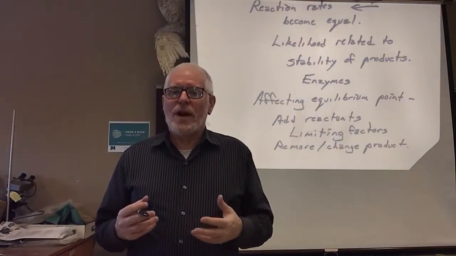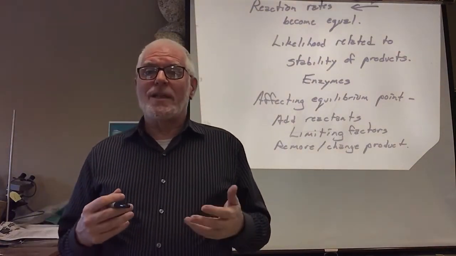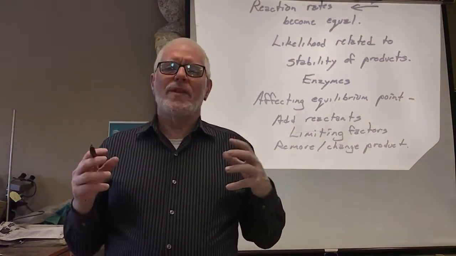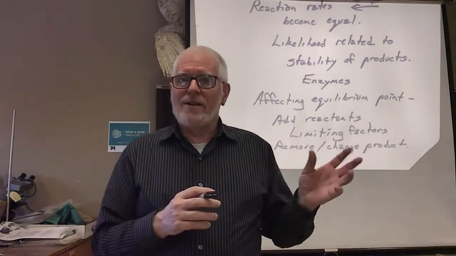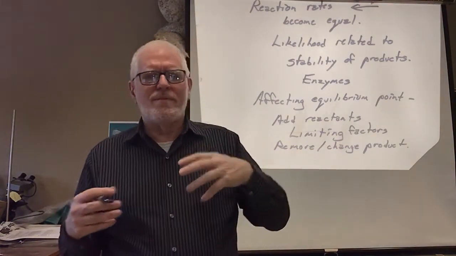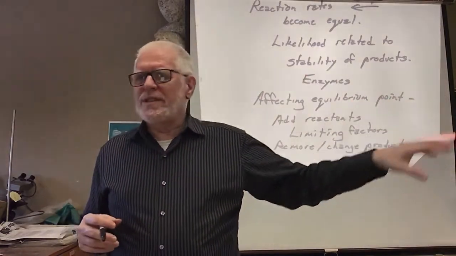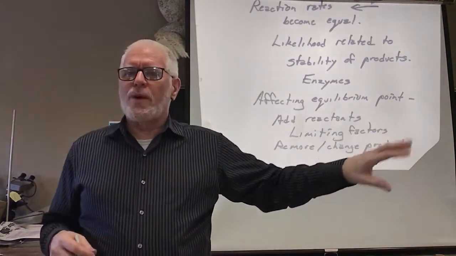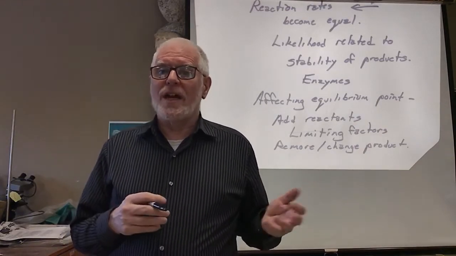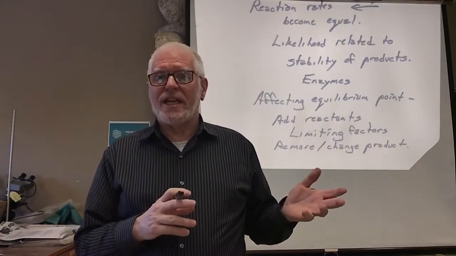So that brown sugar becomes the limiting factor. It limits just how much you can make. And as I mentioned before, if you take the product and in cells you have chambers and movement systems and all sorts of things, you can move the product away from where the reaction is happening, either by physically moving it or by chemically changing it.